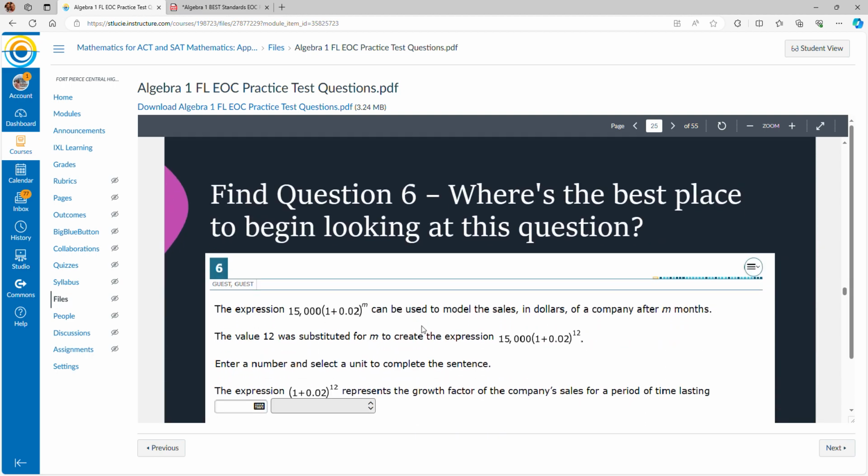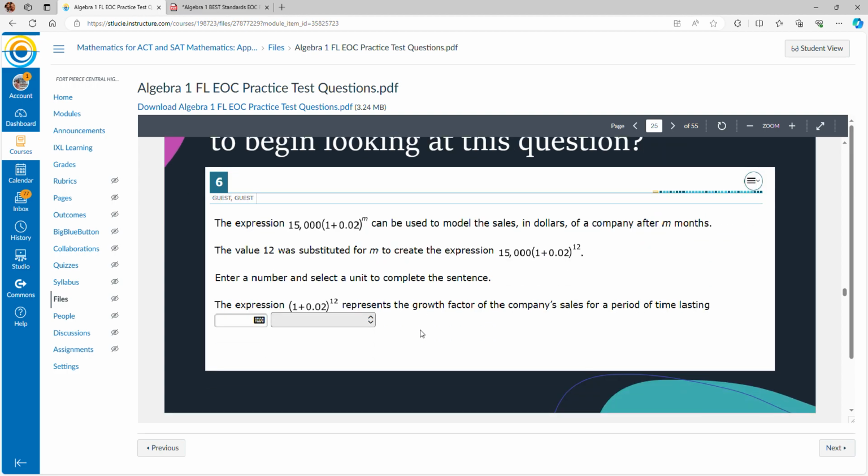Question 6, where's the best place to begin looking at this question? The expression 15,000 times the sum of 1 and 200 to the power of m can be used to model the sales in dollars of the company after m months. The value 12 was substituted for m to create the expression 15,000 times 1 plus 200 to the power of 12. Enter a number and select a unit to complete the sentence.